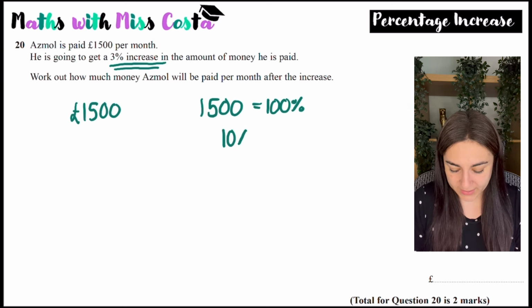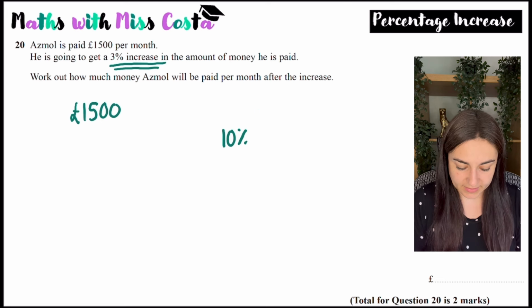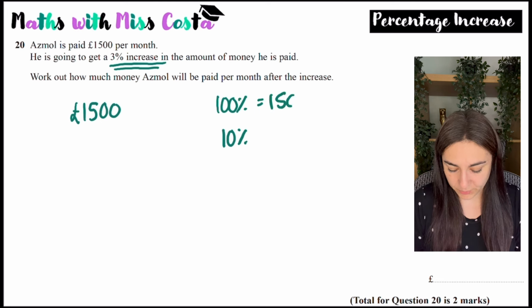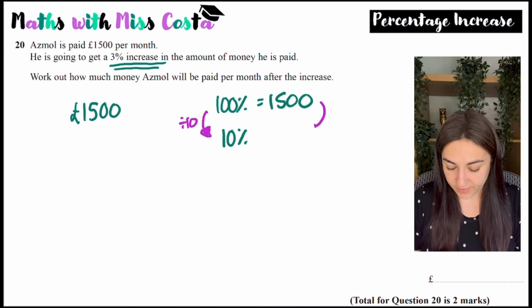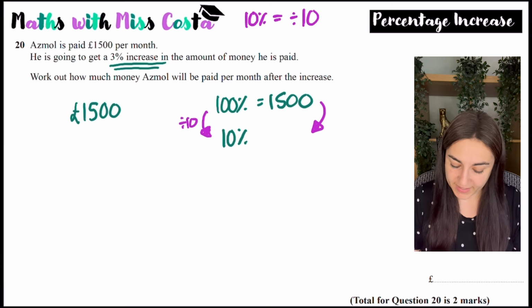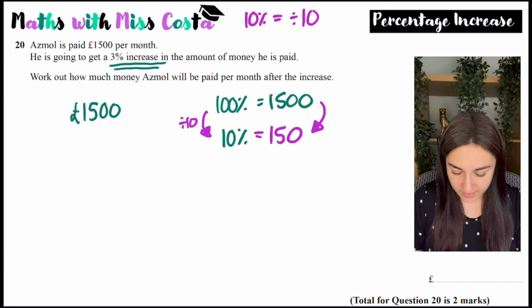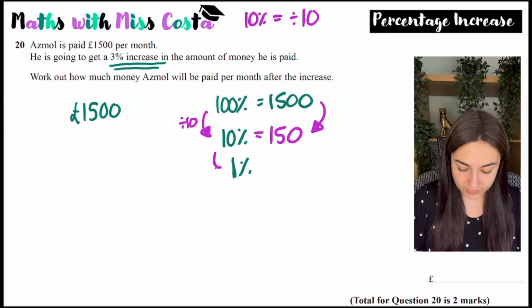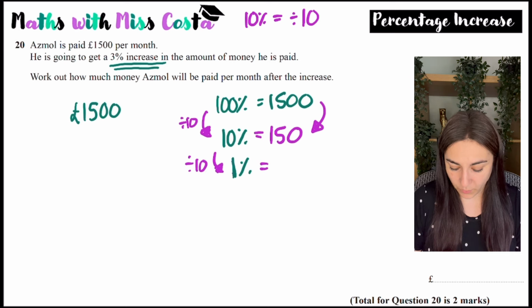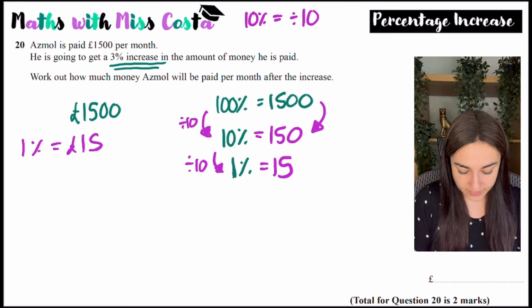Maybe I should switch these around. So 100% is equal to 1,500. To work out 10%, I would just divide by 10. The trick to work out 10% is always divide by 10. So 1,500 divided by 10 is 150. Now, if 10% is 150, to work out 1%, what do you divide 10 by to get to 1? You divide by 10 again. So 150 divided by 10 would be 15. So I know that 1% is £15.